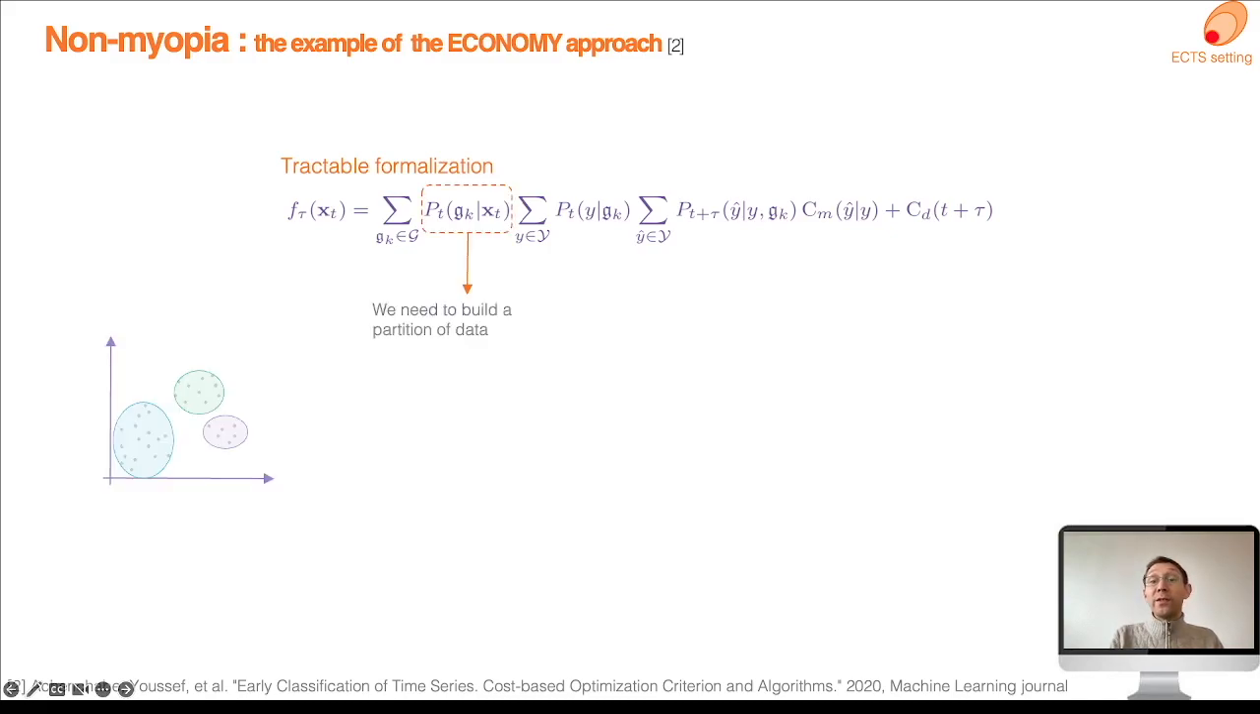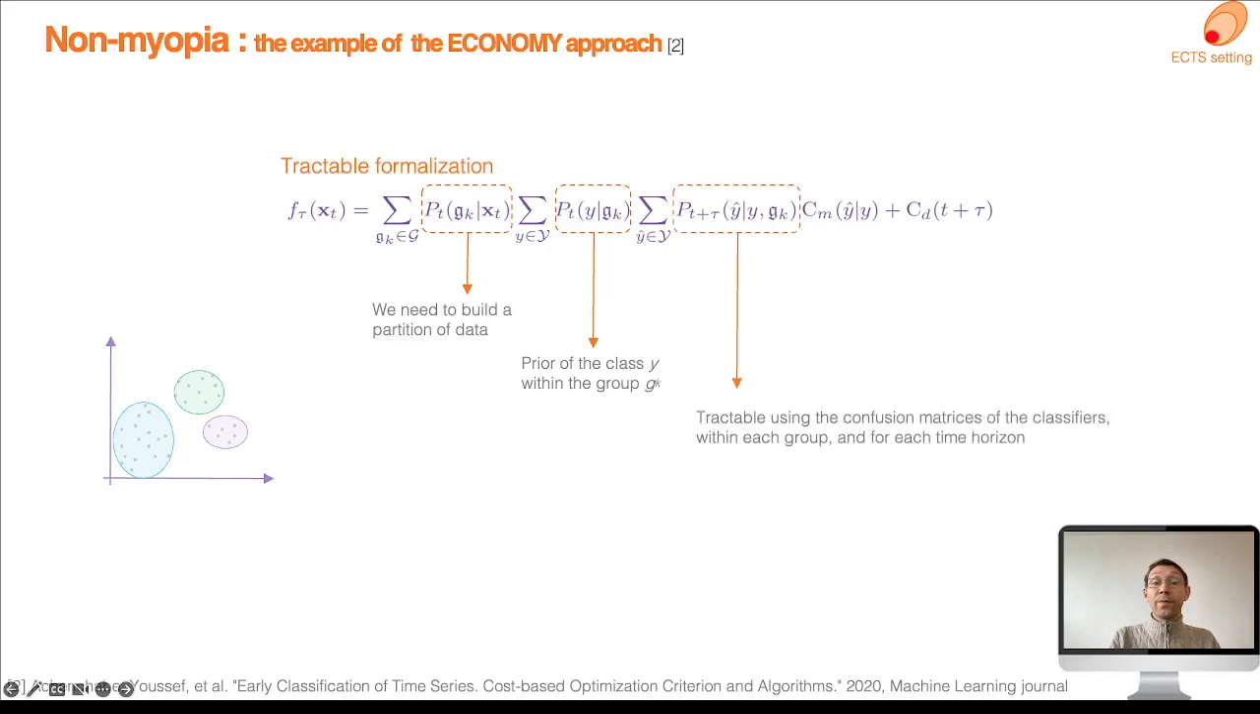Thus, we have to build a data partition beforehand, and then the first term becomes the probability of belonging to a given group, conditionally to the subpart of the time series already observed. The other terms of the formula also become tractable. For example, the next term corresponds to the prior probability of each class in each group, and thus it can be easily estimated from the training set.